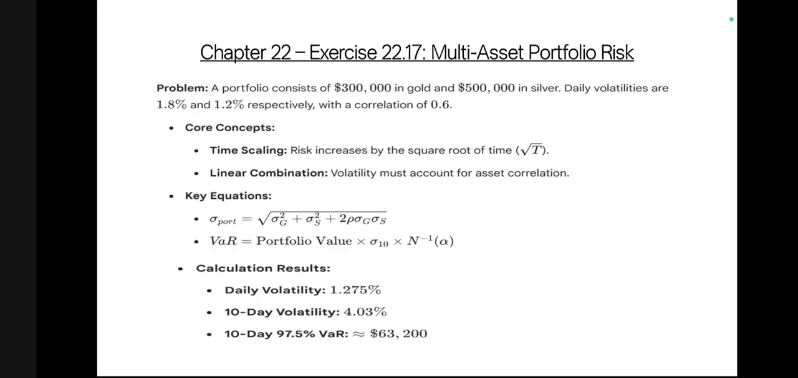We begin with a portfolio consisting of 3 lakh in gold and 5 lakh in silver. The daily volatilities are 1.8% and 1.2% respectively, with a correlation coefficient of 0.6. By accounting for this correlation, we find the daily portfolio volatility is 1.275%. Because risk increases by the square root of time, we scale this to find a 10-day volatility of 4.03%. Ultimately, at a 97.5% confidence level, the 10-day value at risk is approximately $63,200.